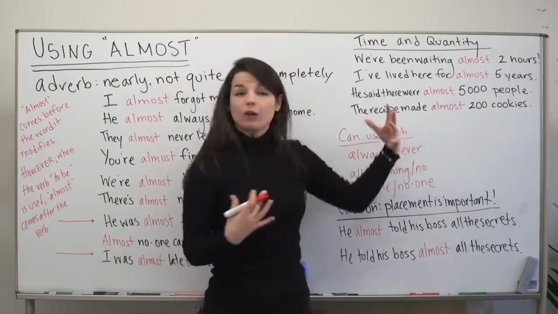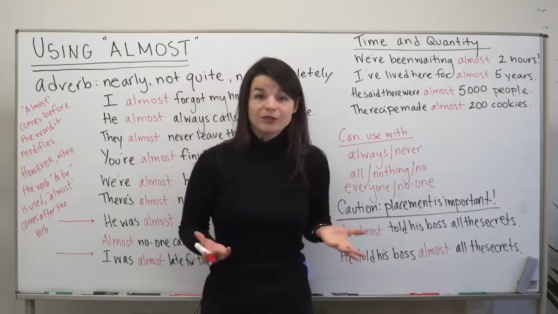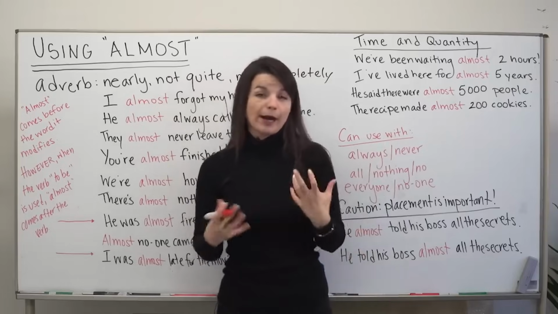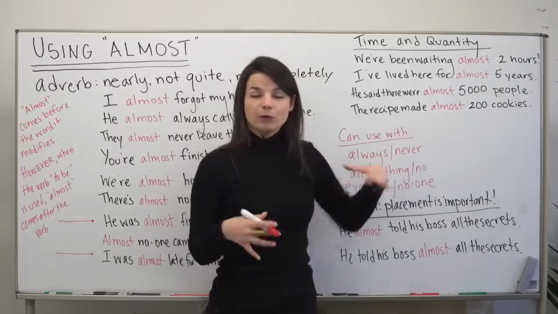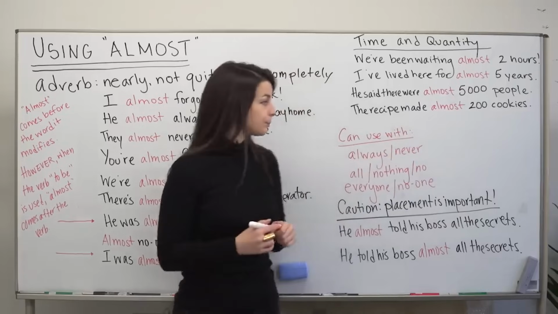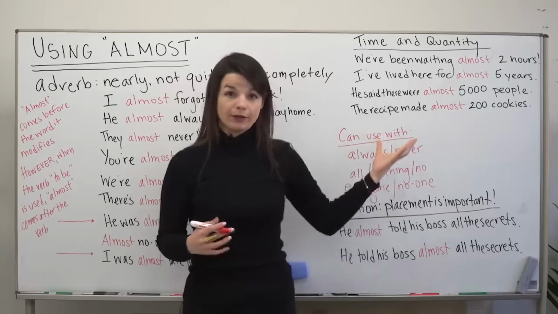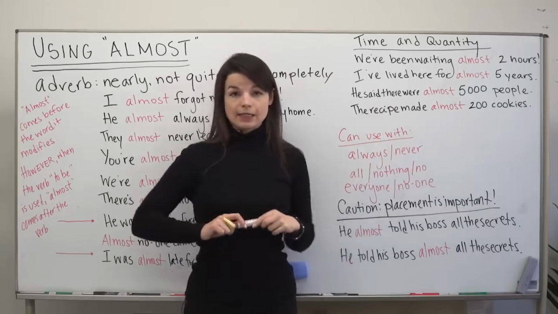Also, it's just sometimes not possible to count exactly how many people or how many of something were in a situation. But using almost, we can make a guess sometimes. So this is quite a useful thing for time and quantity expressions.